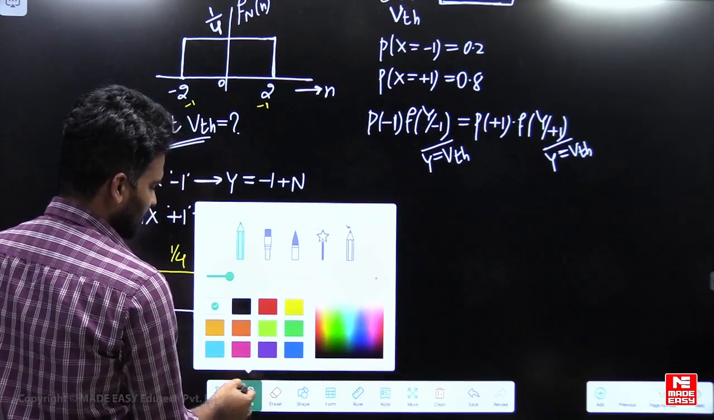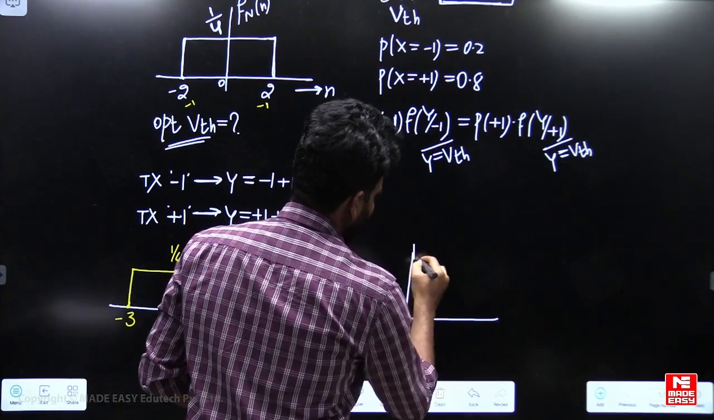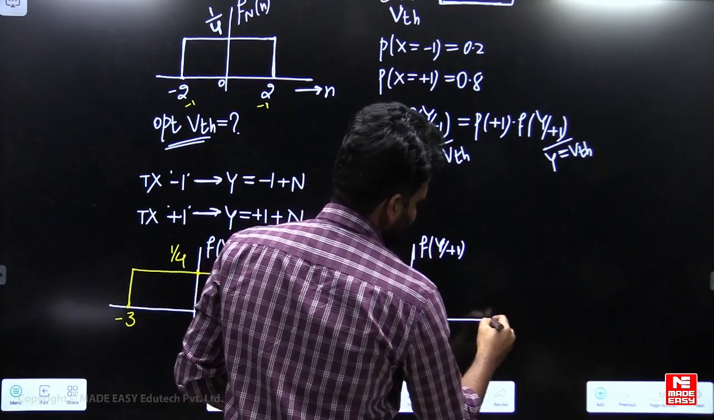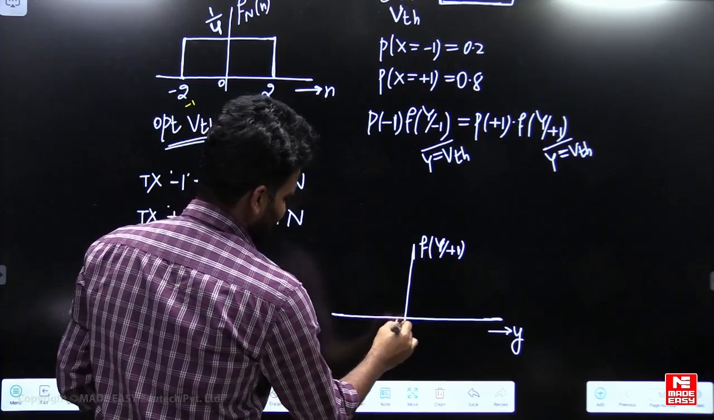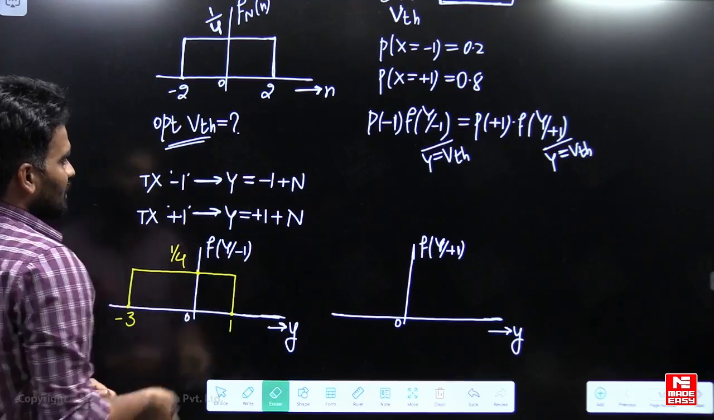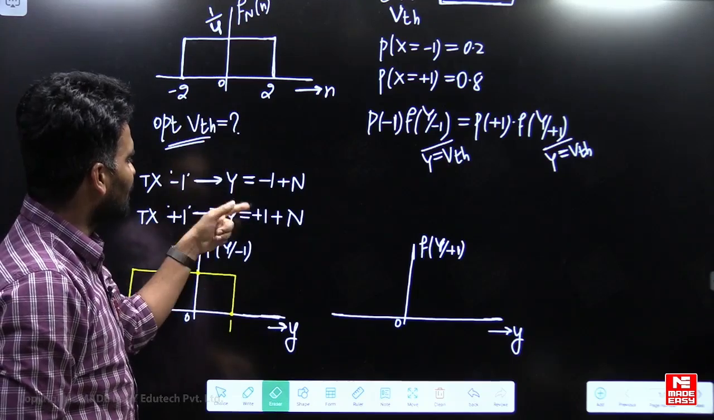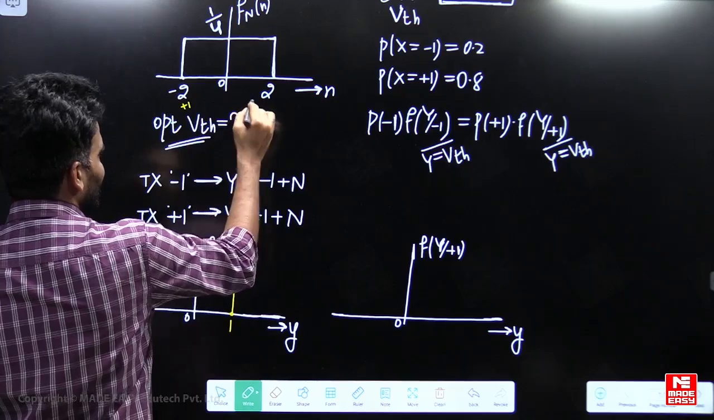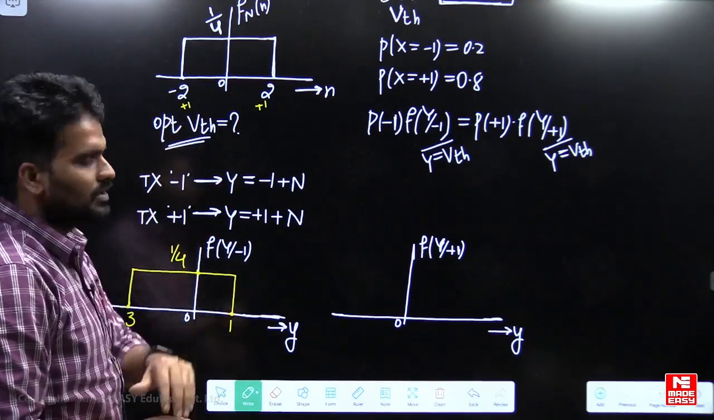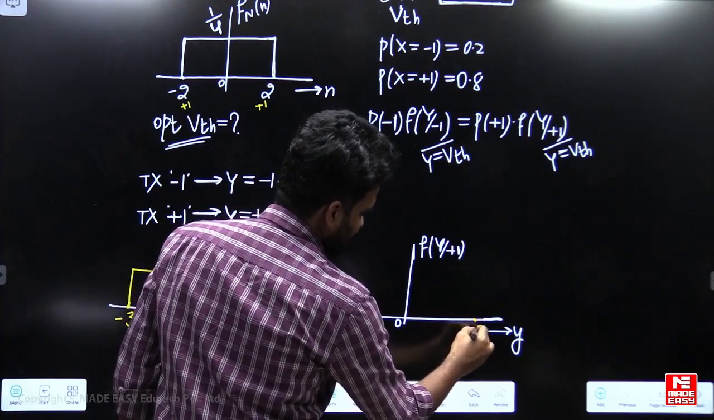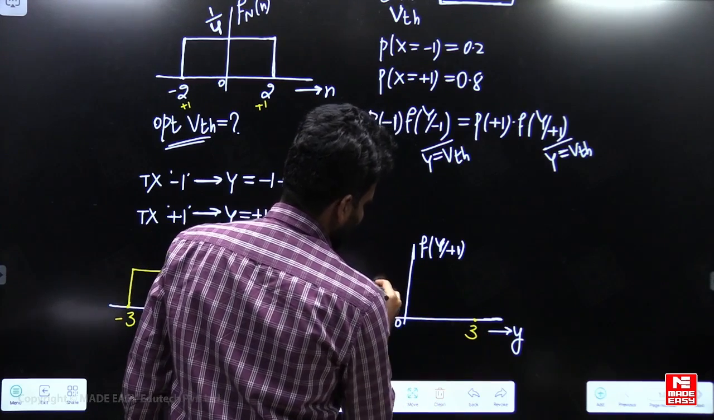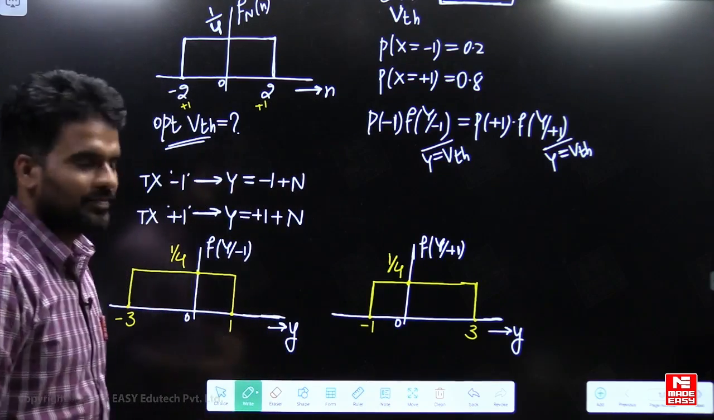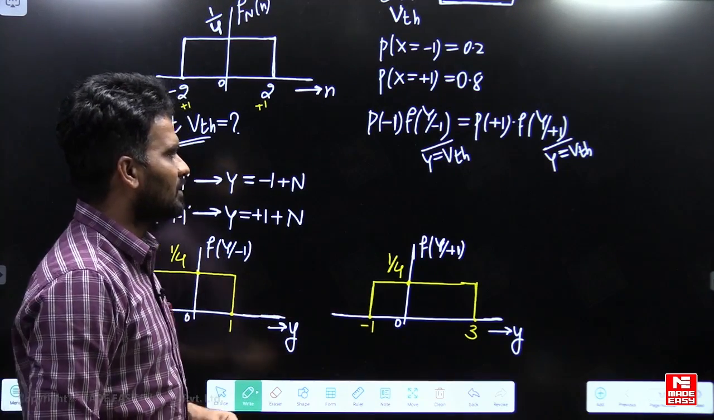Similarly, if you see the density function of y when plus 1 volt is transmitted from the source, it's the same thing. The range of voltages possible for n is minus 2 to 2, and I'm adding plus 1 volt to this n. Then the range of voltages possible for y will be minus 1 to 3, you can understand. The height will be 1 by 4, the density function of y when plus 1 volt is transmitted from the source.